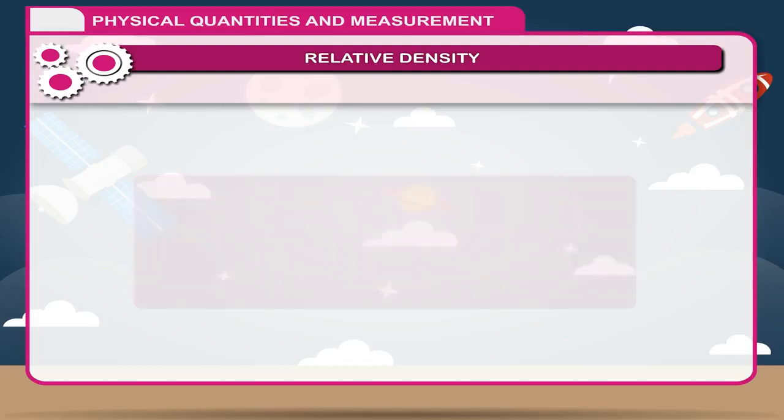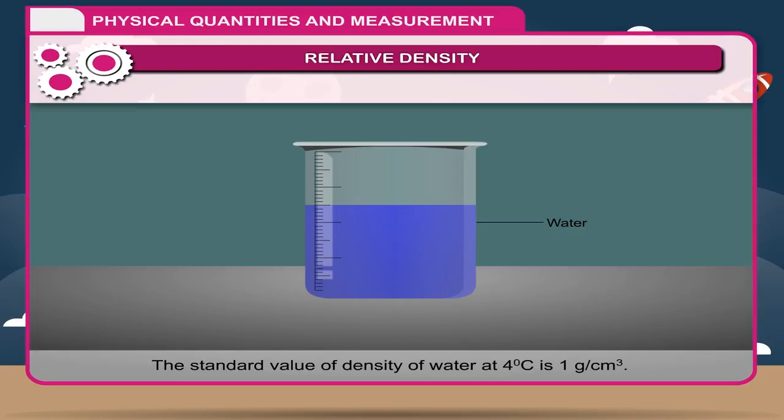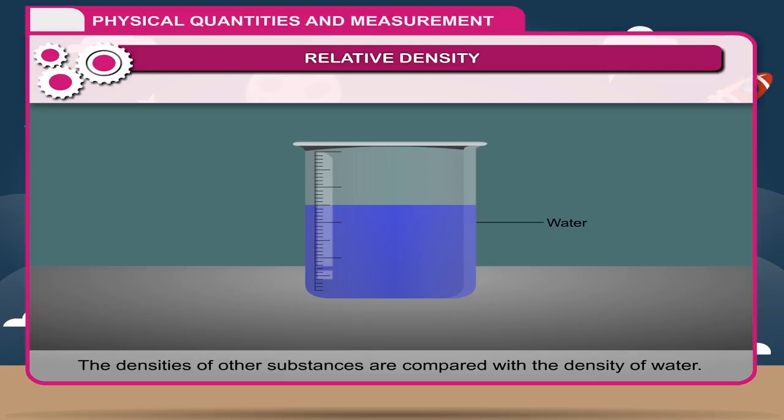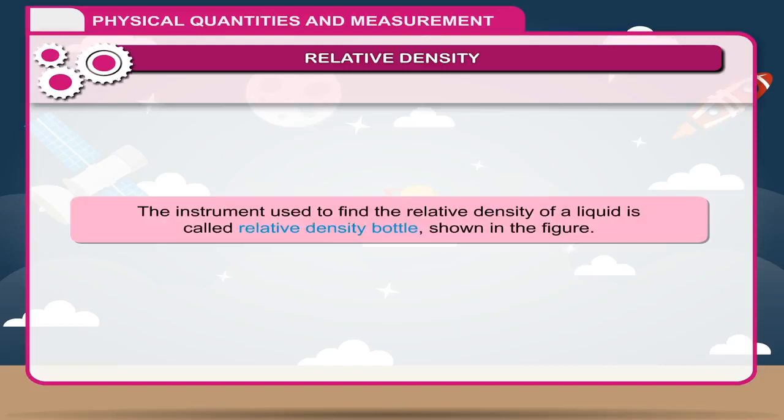As water is the most commonly used substance, it is convenient to take the density of water as the standard value. The standard value of density of water at 4 degrees Celsius is 1 gram per centimeter cube. The densities of other substances are compared with the density of water. The relative density has no unit because it is the ratio of two physical quantities. It is a scalar quantity.